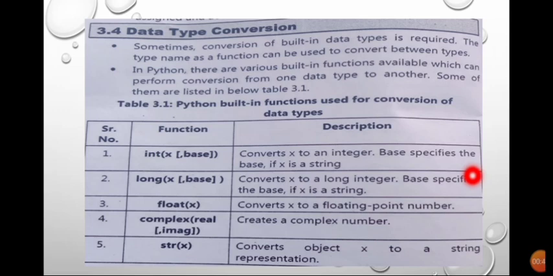In Python, there are various built-in functions available which perform conversion from one data type to another. Some of them are listed below. That means there are some functions which convert one form of data into another form. So the first function is this. This is the syntax of the function.